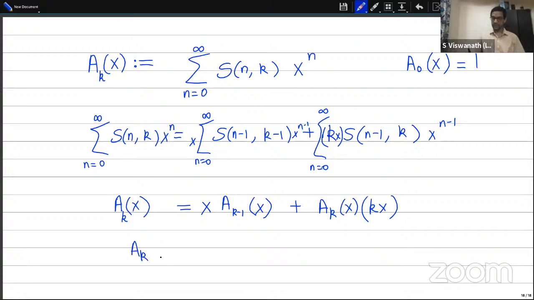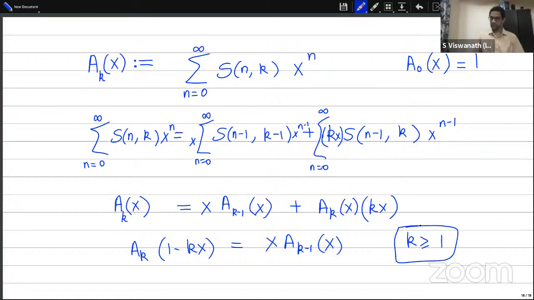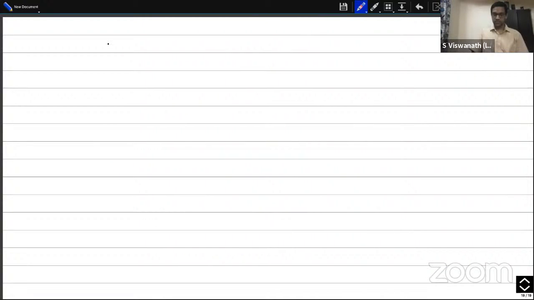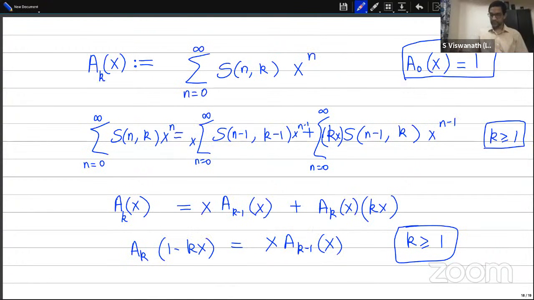So now what does this mean? This tells me that A_k times (1 minus kx) equals x times A_{k-1}(x). Okay, and this is actually true if k is at least 1. So this equation is for k at least 1. And for k equal to 0, I sort of know what my answer is. So now we are almost there. This tells me that A_k(x) is the same as x over (1 minus kx) times A_{k-1}(x). Okay, that was my formula.